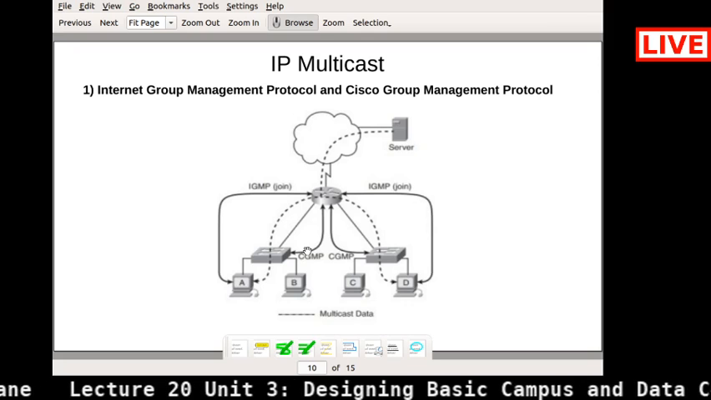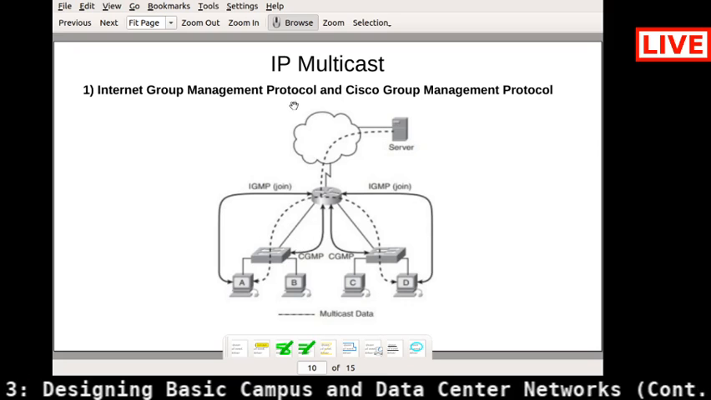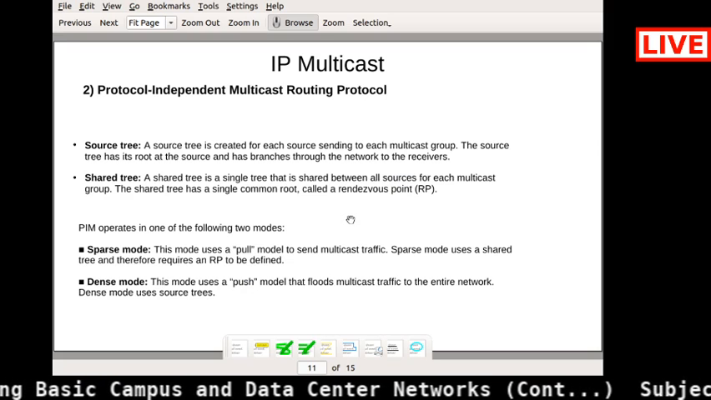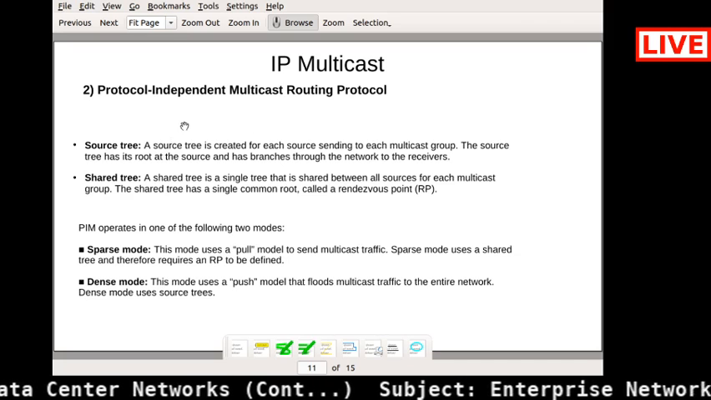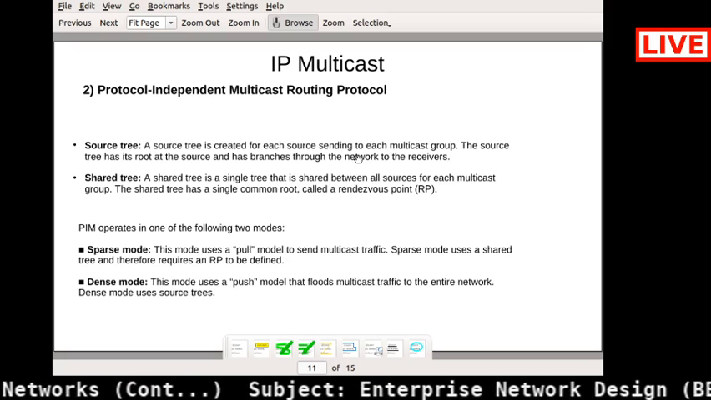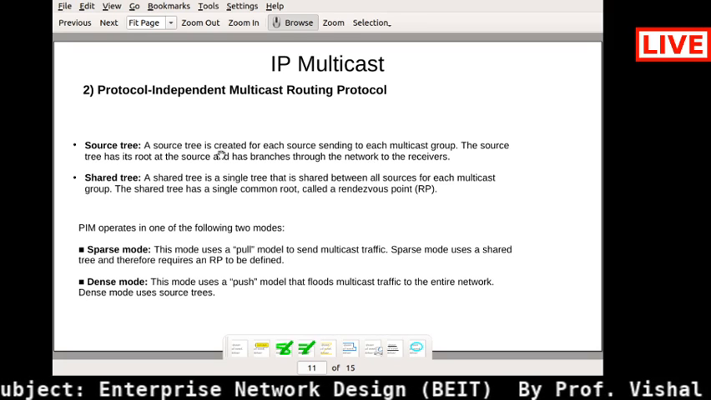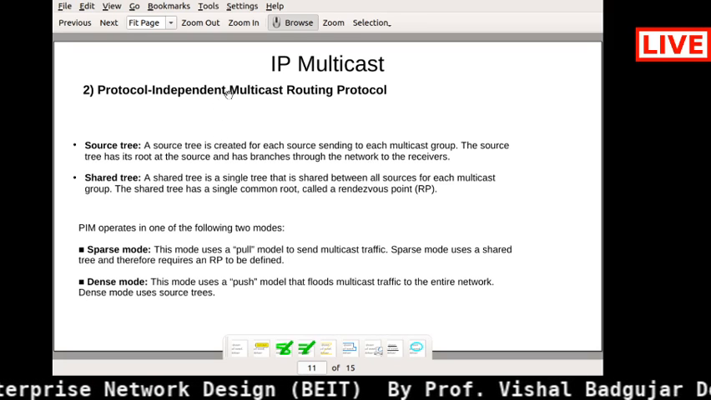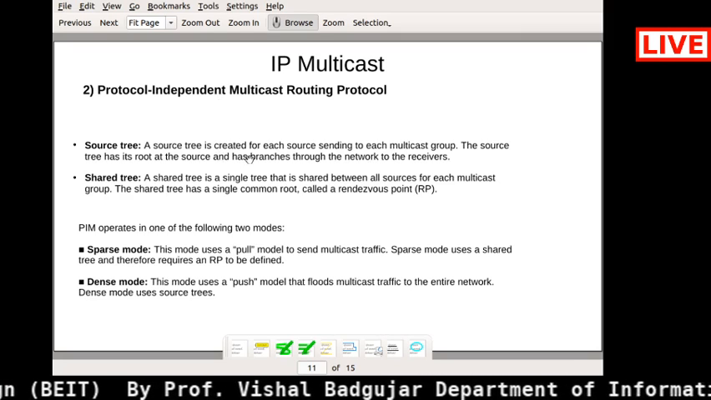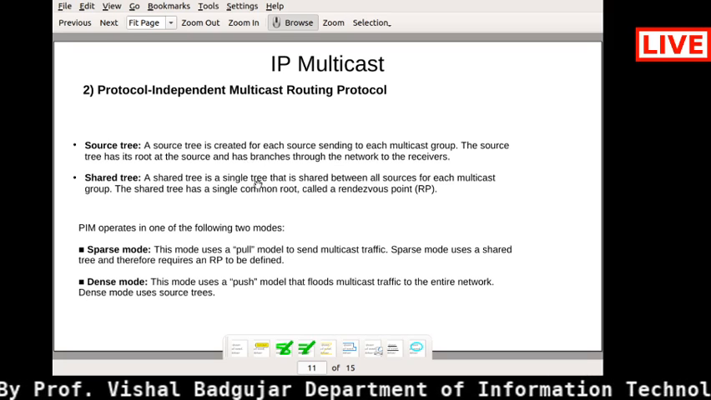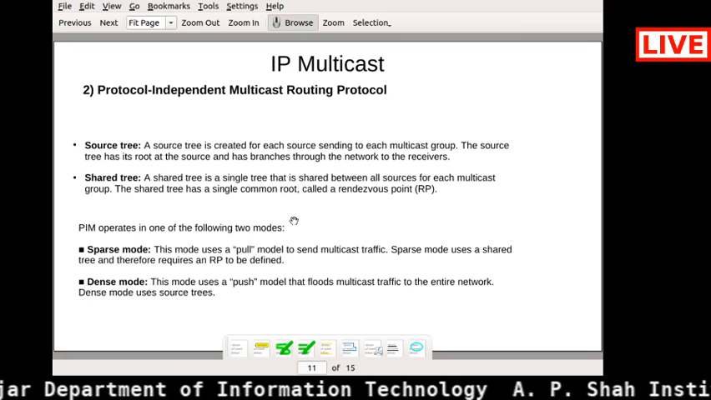By using all these things, we are able to send IP multicasting packets. Now the third one is the Protocol Independent Multicast routing protocol, which we can call PIM. It is used by the routers, and it is useful for forwarding multicasting packets.